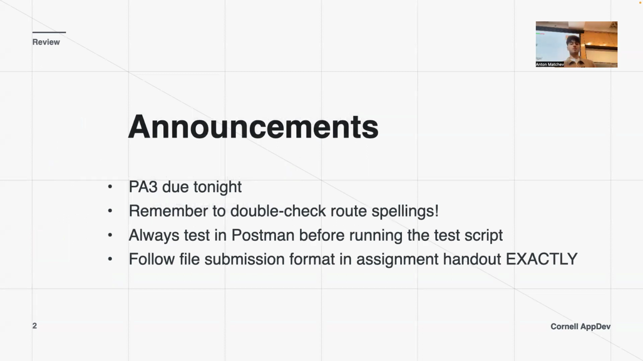So before we start, some announcements. We have PA3, which is due tonight. We just finished grading PA1, so that should be out later this week. But for PA3, remember to double check your routes, always test with Postman, and follow the file submission format. That's one thing we found a lot in PA1: try to follow the API specification to a T, including status codes and the exact response format that we want, because that's exactly how we'll be testing you. And in the real world, that's how your front end would interact with your back end. So you want to make sure you adhere to those standards.